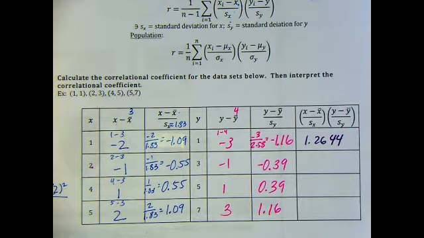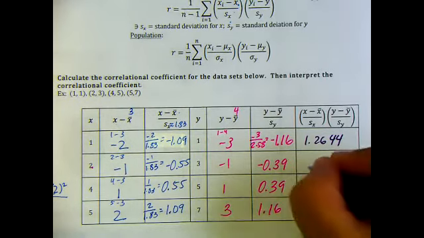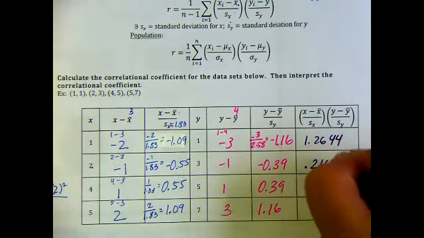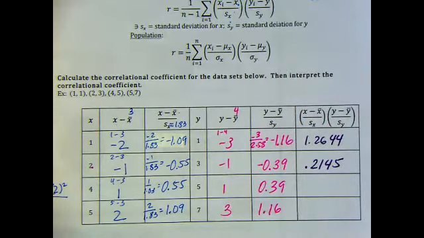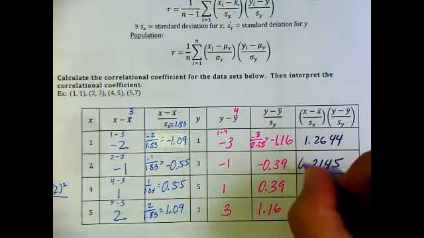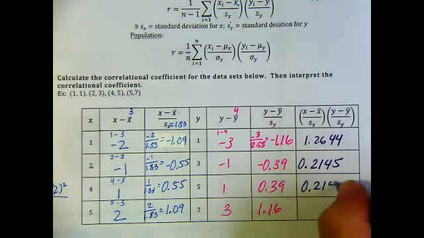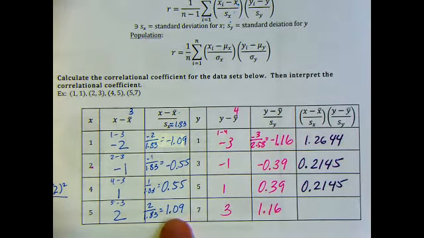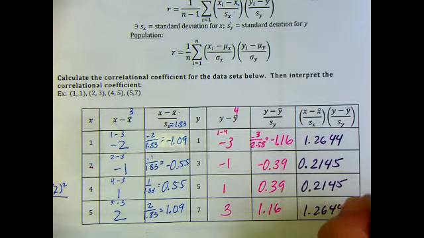0.55, so -0.55 times -0.39. Please make sure your zeros are in the proper places. So this is going to be 0.2145. And then this is the same exact multiplication, so I can even put a 0 there, 0.2145. And then this times this is exactly going to be that, so 1.2644. Okay, I'll give you guys a second to finish writing those down.